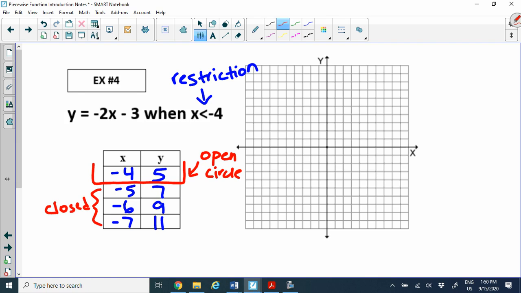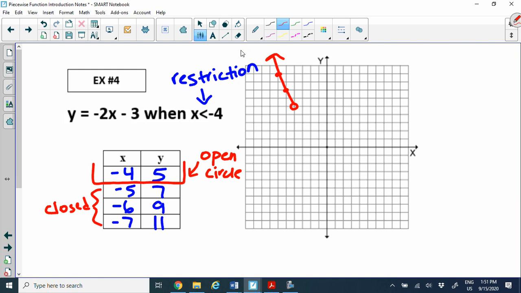Okay? So I go over 1, 2, 3, 4, up 1, 2, 3, 4, 5. That's going to be an open circle. Then I go negative 5, 7, negative 6, 9. And I don't really have room to graph the other point. That's okay. So now, do not forget, we are going to go from the very first point and connect to the other points. So go from the open circle and connect to the closed. There we go. And then don't forget your arrow because this is a ray. So it starts at a point and goes on forever in one direction.